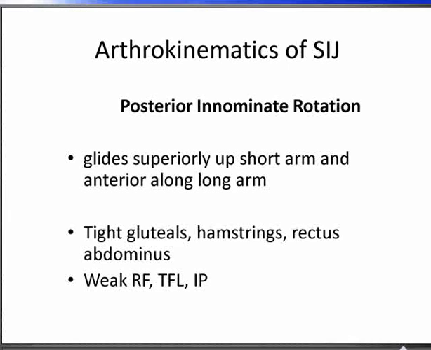Posterior innominate rotation glides superiorly up the short arm and anteriorly along the long arm. And again, what can influence this is tight gluteals, hamstrings, rectus abdominis, weak rectus femoris, tensor fascia lata, and iliopsoas. Okay?